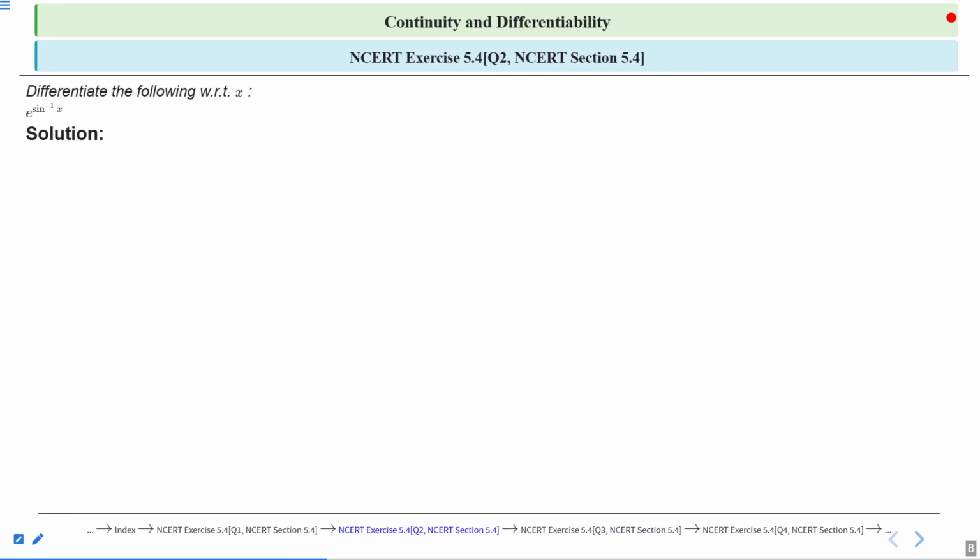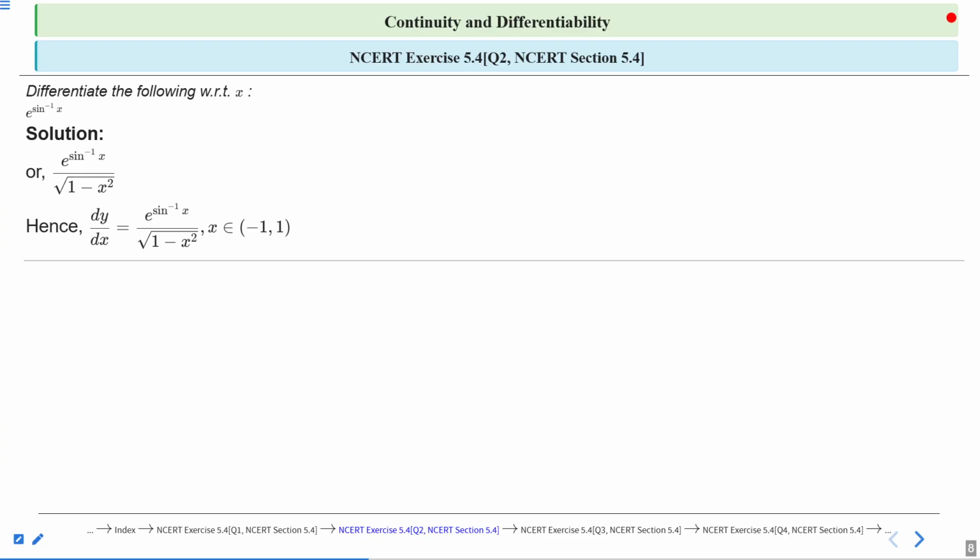Clear? Or it will be equal to e to the power sine inverse x upon root over 1 minus x square, right? Hence, dy upon dx will be equal to e to the power sine inverse x upon root over 1 minus x square, where x belongs to minus 1 to 1, right? Okay, let us move to the next question.